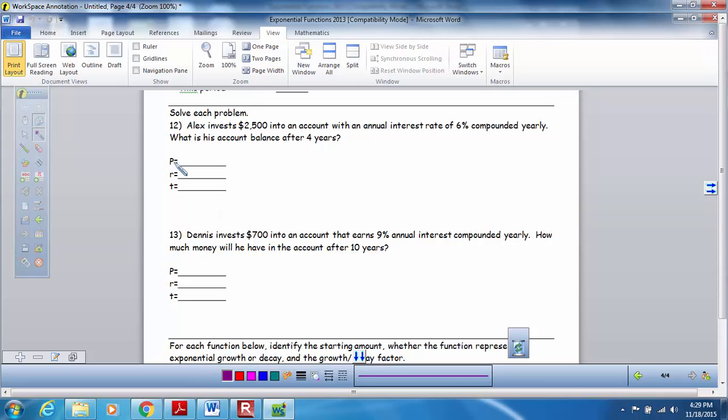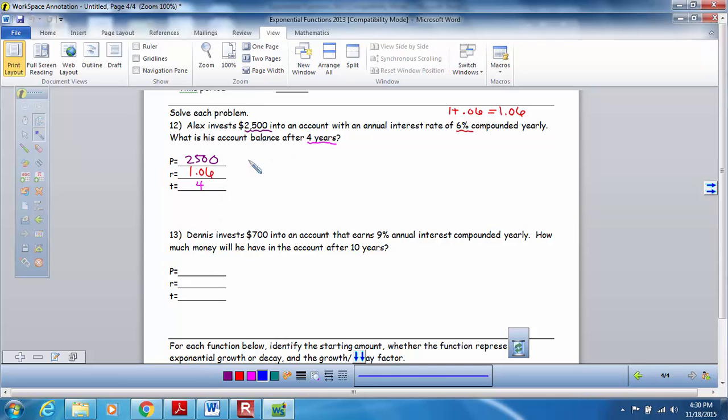Okay, remember, P stands for principal, which is our starting amount. Alex invested $2,500 at the beginning. Then he had an interest rate of 6%. So he's gaining interest, so we would need to add 1 to 0.06, which would give us 1.06. So that would be our rate of change. And then we want to know how much he would have after 4 years, and so that's our time.